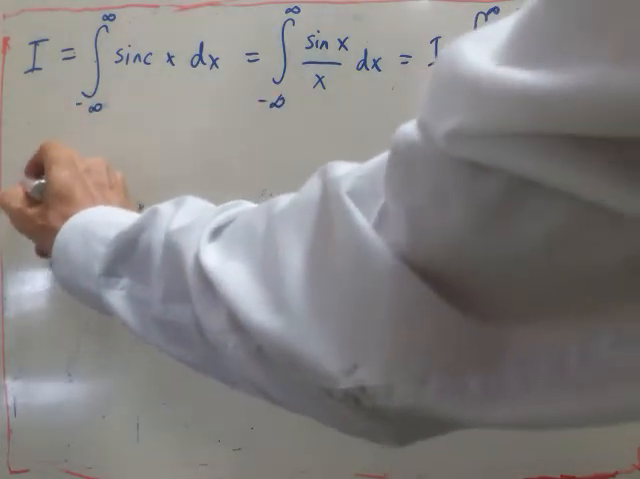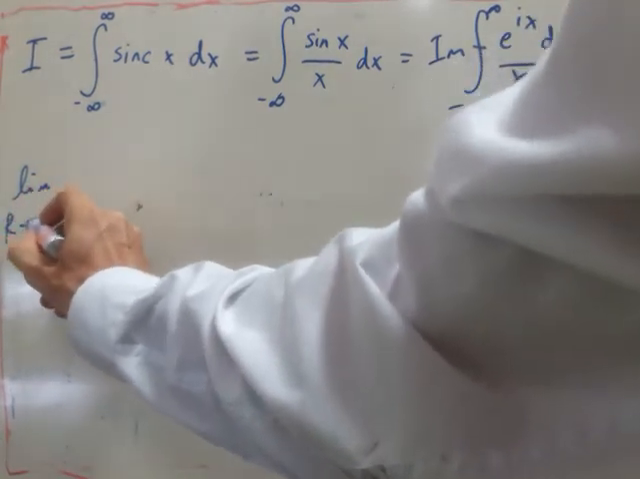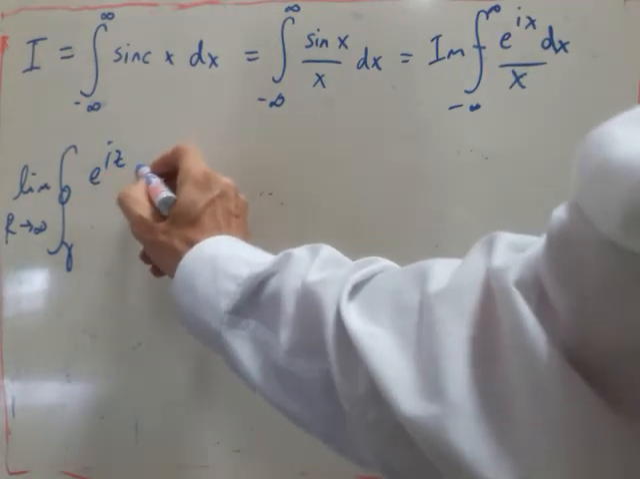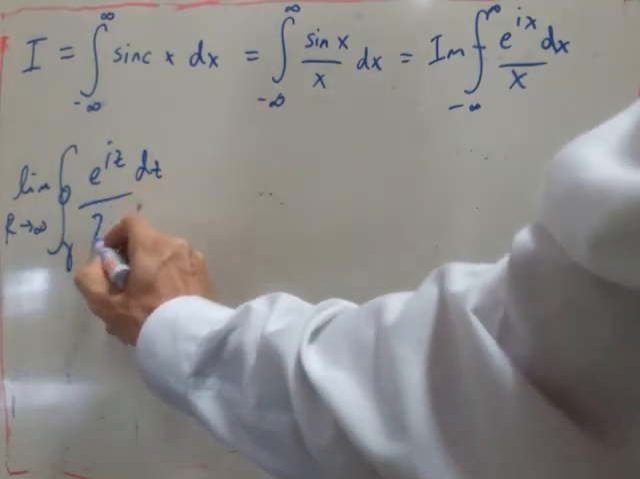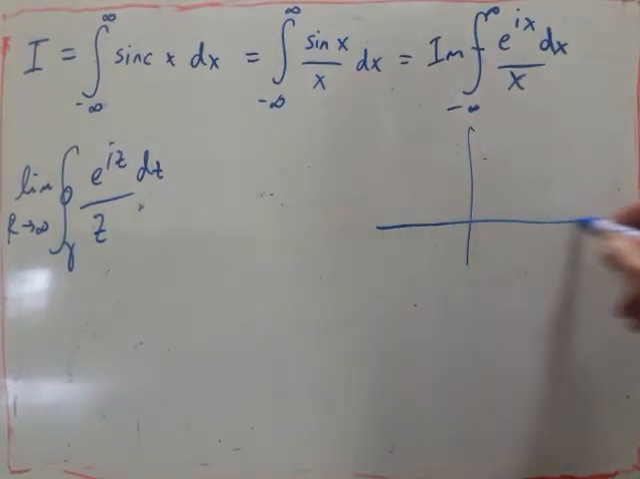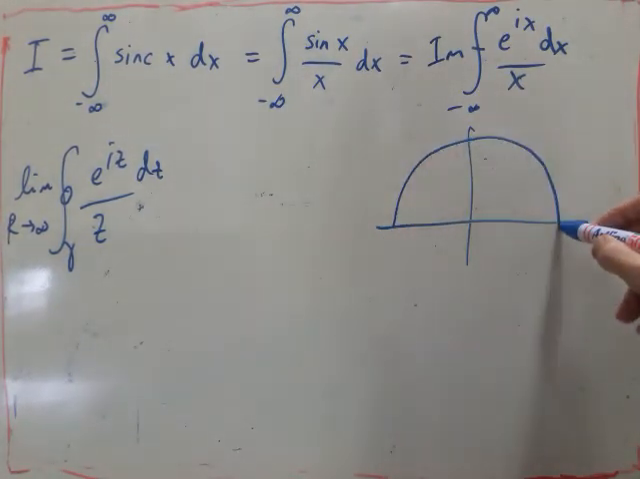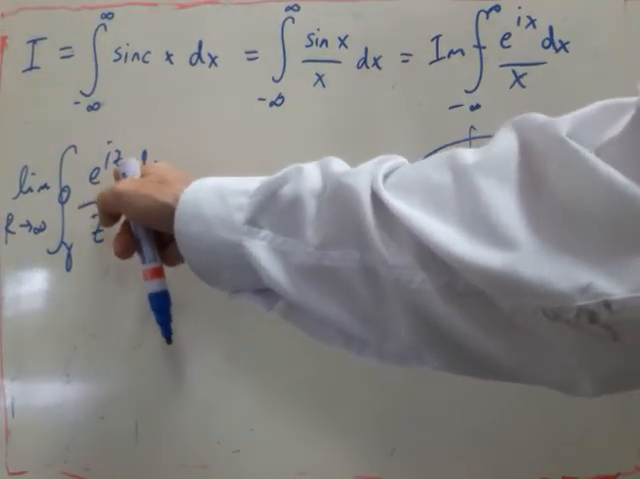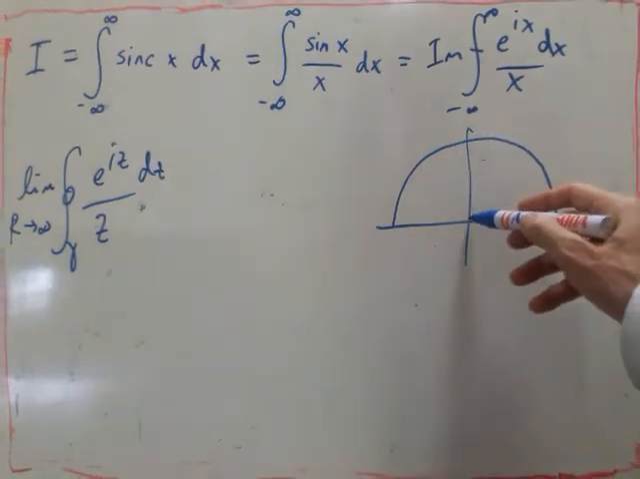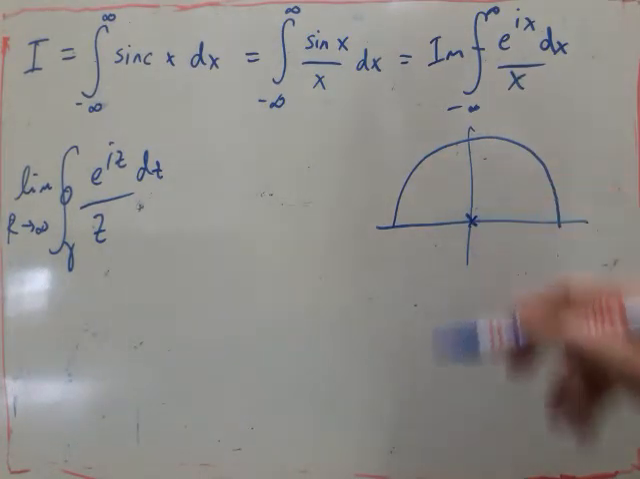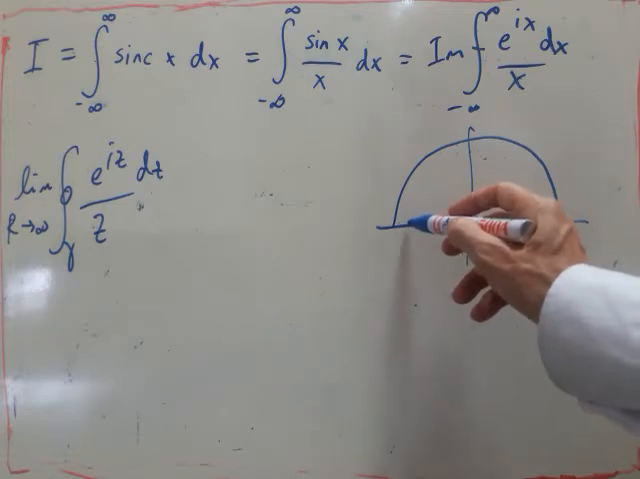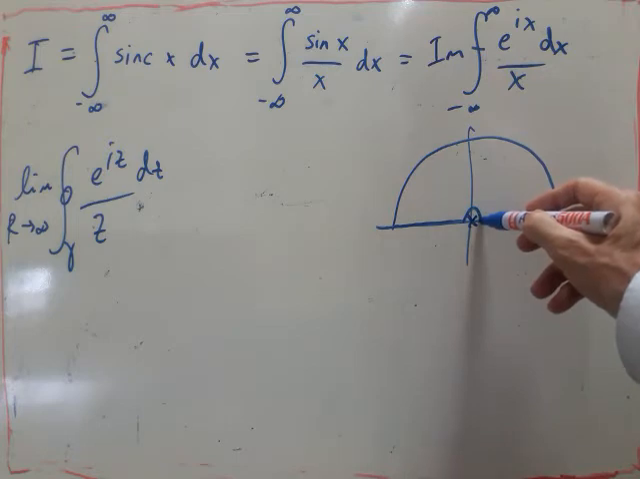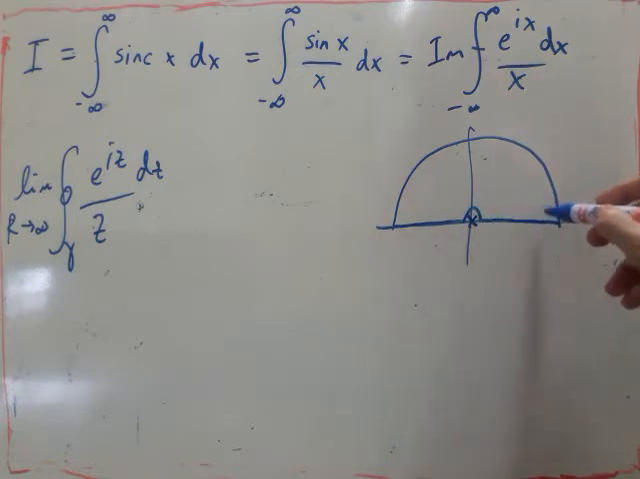So we consider the limit as r goes to infinity of the integral of e to the iz dz over z. And the contour we want is this one. But this function here, e to the iz over z, has a simple pole at z equals 0. And the contour we're going to use is a semicircular contour which is indented at z equals 0. So it just goes around at z equals 0.